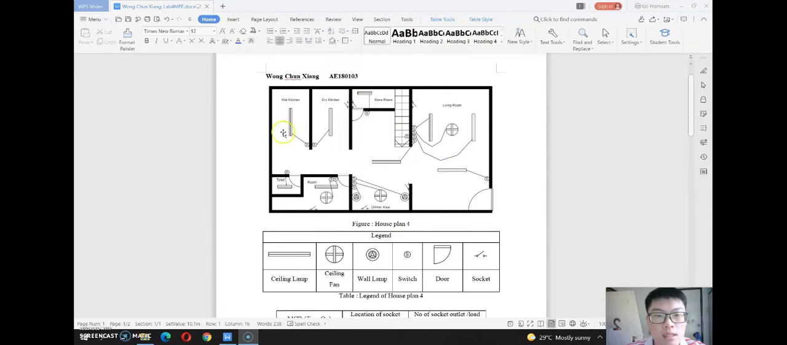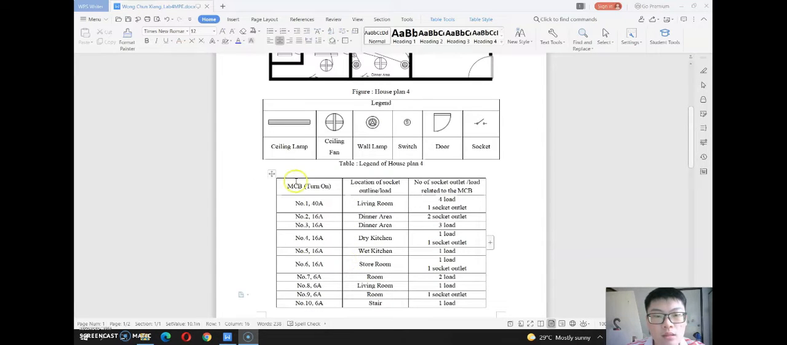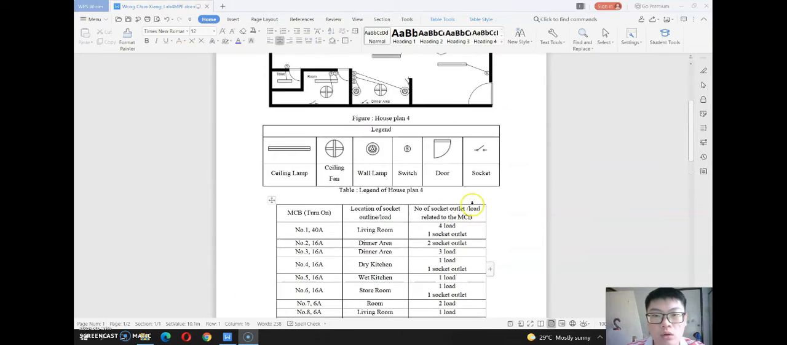Today I will present my house plan for lab 4 MPE, and this is the house plan, same as the previous lab, and this is a legend. Next I will present the MCBs. MCB number 1 is 40 amperes and is on the living room. It has 4 lighting loads and 1 socket load.